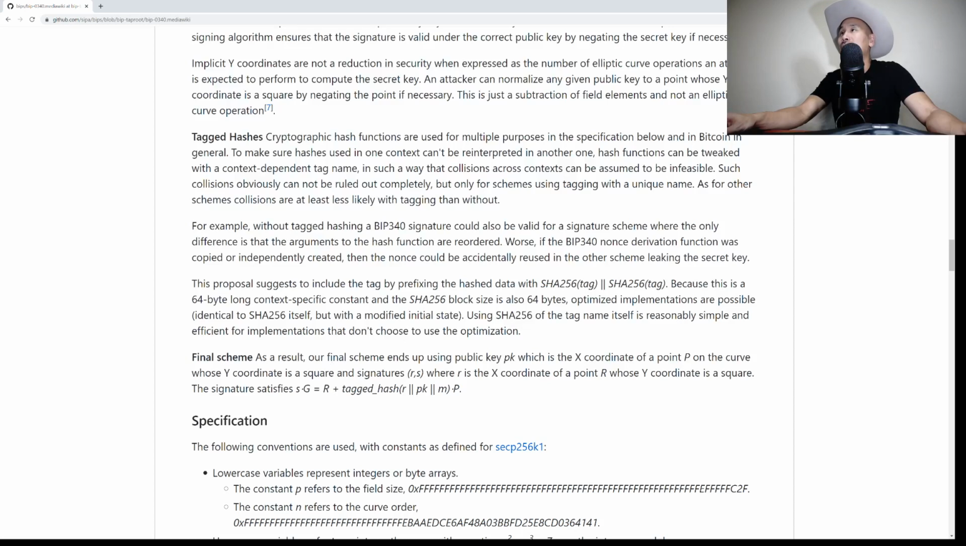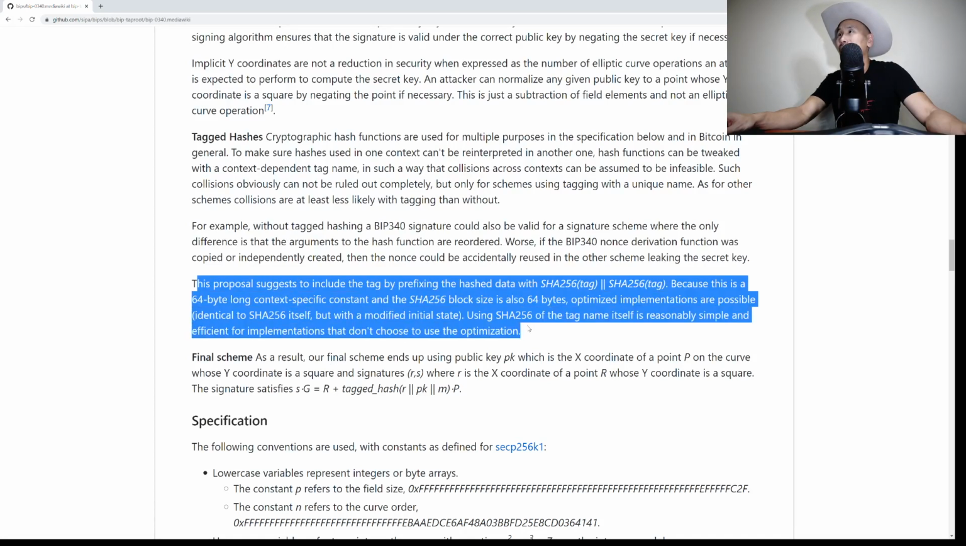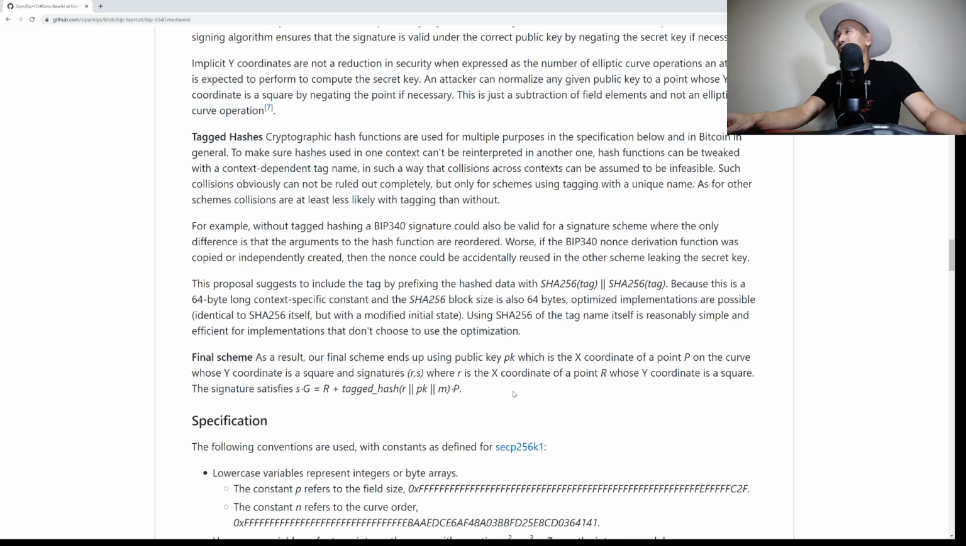And this is one of the major security things that you have to be concerned with as a wallet developer. This proposal suggests to include the tag by prefixing the hash data with SHA-256 of tag, concatenated twice. Because this is a 64-byte long context-specific constant, and the SHA-256 block size is also 64 bytes, optimized implementations are possible, identical to SHA-256 itself, but with a modified initial state. Using SHA-256 of the tag name itself is reasonably simple and efficient for implementations that don't choose to use the optimization. All right, so it's simple and you can still do it.